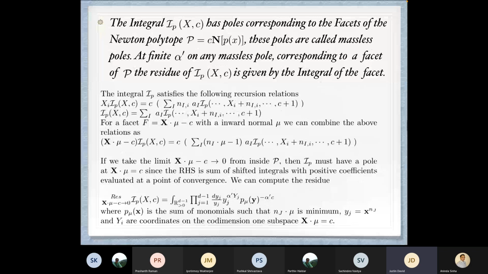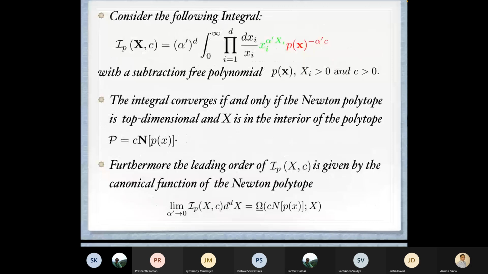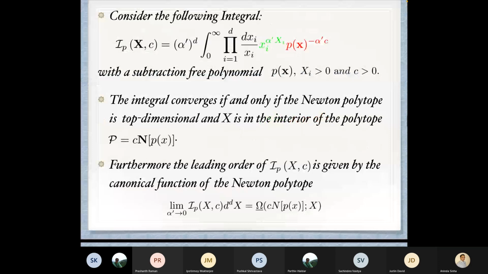Sorry, why are you considering this integral? I missed that. Yeah, so basically I want to define something called a stringy canonical form, which is a generalization of the canonical form. So I'm sort of working towards that.